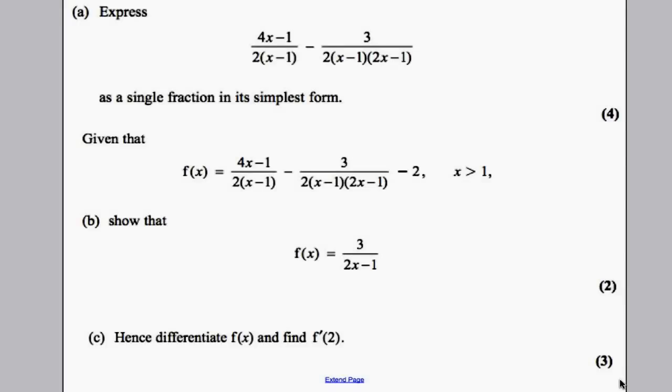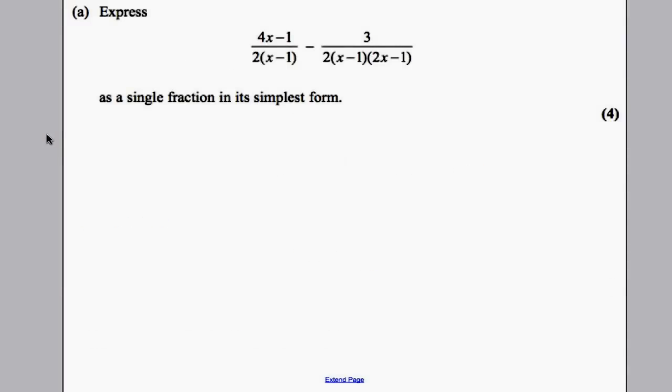About algebraic fractions, some function work and differentiation. Let's start with part A. Express the following as a single fraction in its simplest form. We know the score with these ones.